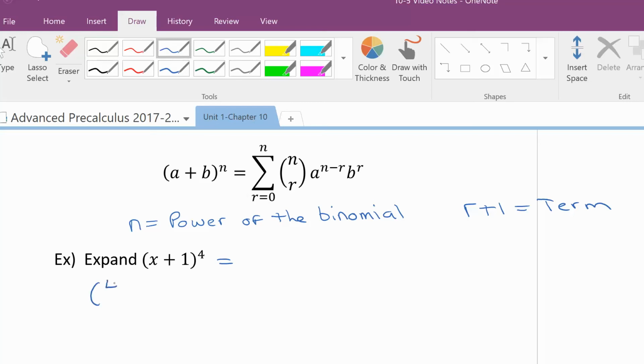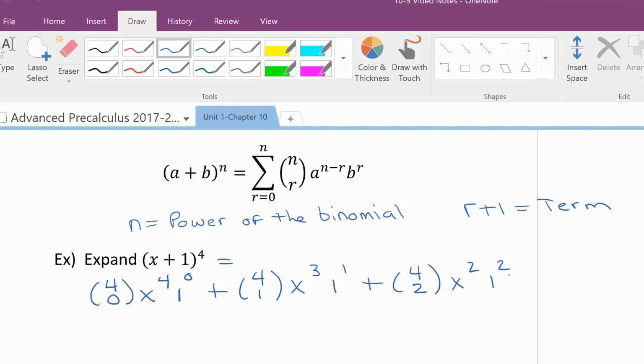So what that means is you're going to go 4 choose 0, x to the 4th, 1 to the 0, plus 4 choose 1 for the second term, x to the 3rd, 1 to the 1st, plus 4 choose 2, x squared, 1 squared. Notice the x's go down in powers as the 1's go up, plus 4 choose 3, x, 1 to the 3rd, plus at the end, 4 choose 4, x to the 0, 1 to the 4th.